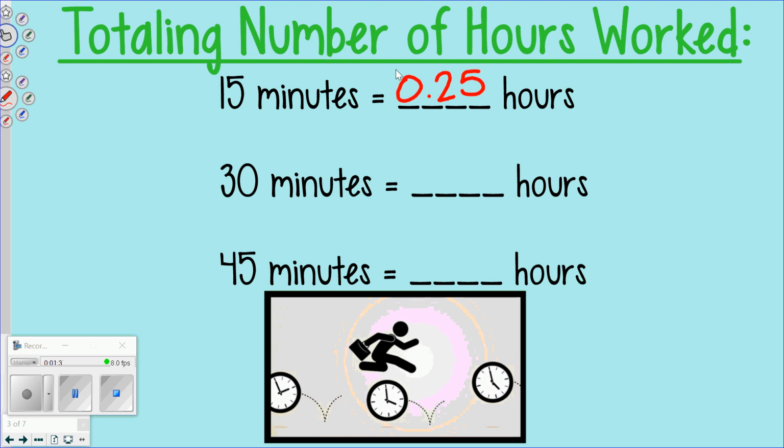30 minutes is how much of an hour? Say that again. 0.50. That's just weird that you stuck an extra 0 on the end of that. I'm like, wait, what did you just say? So 0.5, yeah, you weren't wrong. It's just a random 0 on the end. 45 minutes, 0.75.